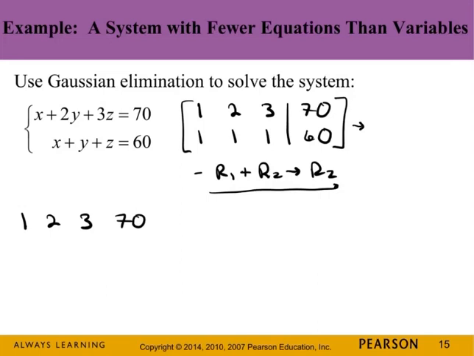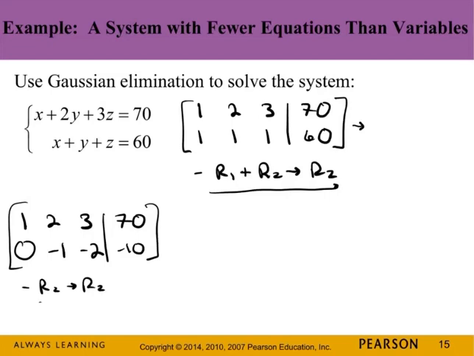And then row 2 becomes, this is a 0. Negative 2 plus 1 is negative 1. Negative 3 plus 1 is negative 2. Negative 70 plus 60 is a negative 10. Okay. And then let's do a negative times row 2, replace row 2. So that means row 1 stays as is, 1, 2, 3, 70. Row 2 now becomes a 0, 1, 2, 10.